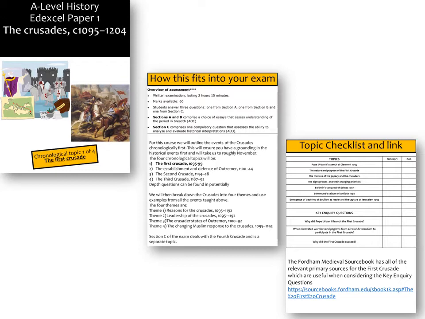So what we're going to be looking at is this first chronological topic, which is the First Crusade. Remember that the paper 1 is actually taught thematically, and the questions are predominantly thematic, but what we're going to be doing first is going through everything chronologically so you've got that overview. So we'll look at the First Crusade, then we'll look at the establishment and defence of Outremer, then the Second Crusade, and finally the Third Crusade.